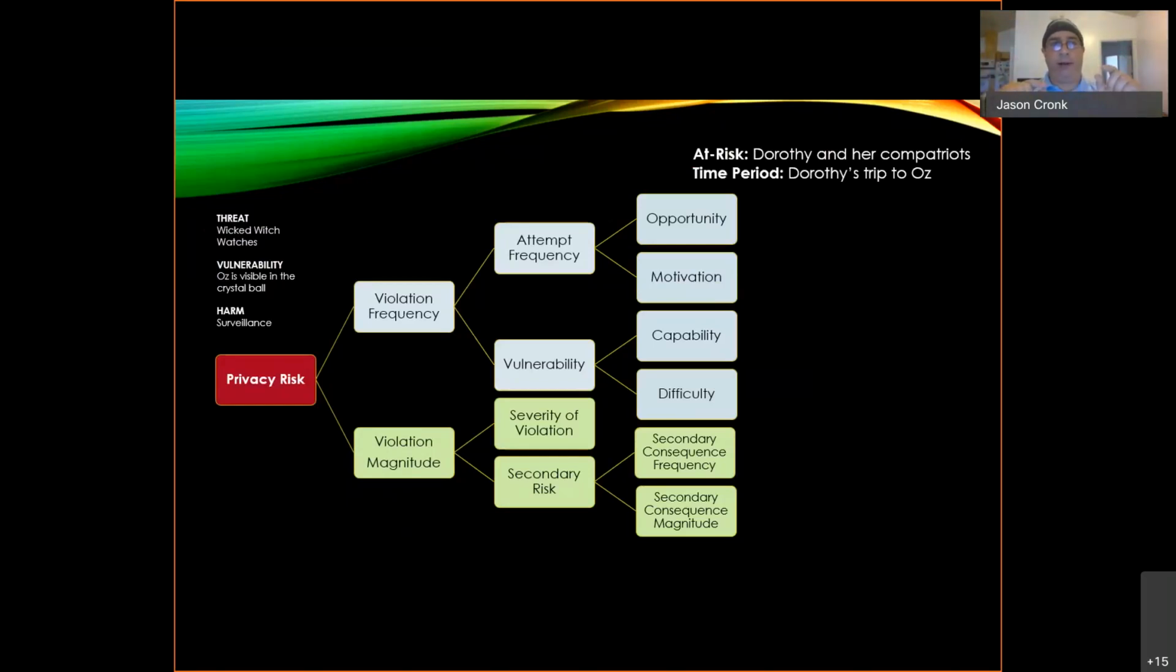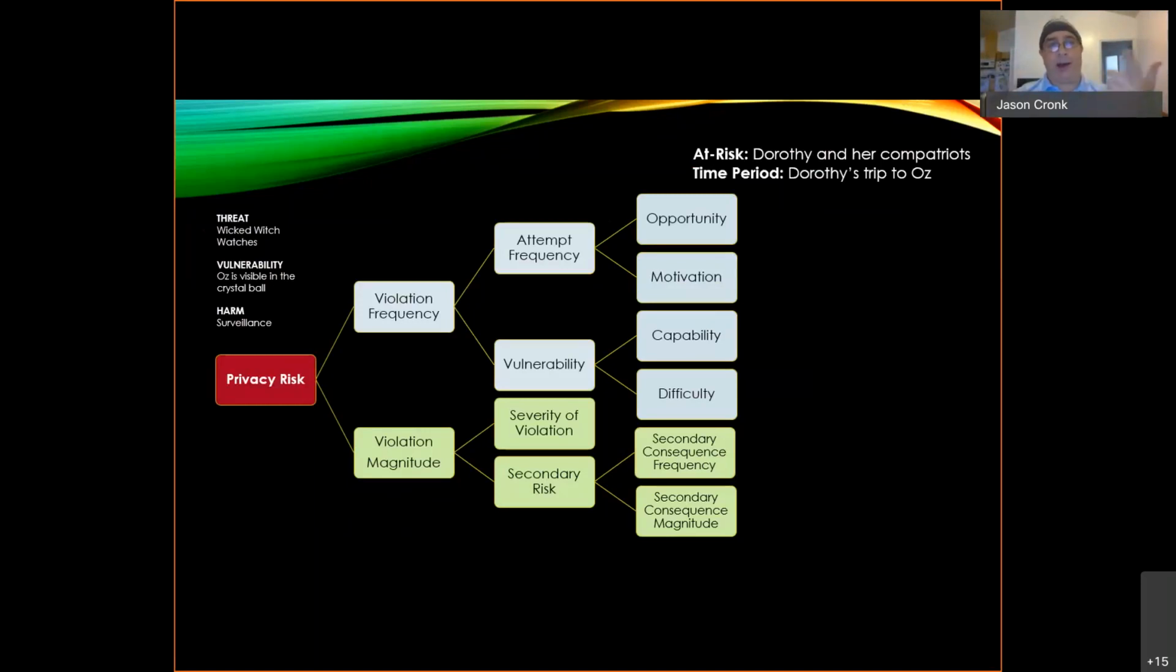Now, I'll tell you, one of the things that FAIR and FAIR privacy use is a concept not just of likelihood, but of frequency. So a frequency over a time period, usually a year, but you can pick any time period you want to use. So the likelihood factors are up top. Violation frequency breaks down into attempt frequency and vulnerability, and then those break down into their associated components.